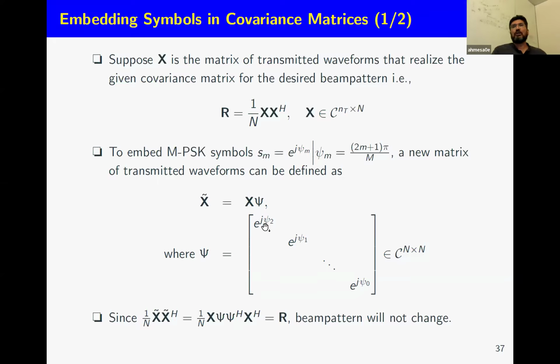Here you can put information. Here you can have BPSK, QPSK, any PSK modulation scheme. This is how we can embed the information that we want to convey to the user by not changing the covariance matrix. If we are not changing the covariance matrix, we are not changing the beam pattern.